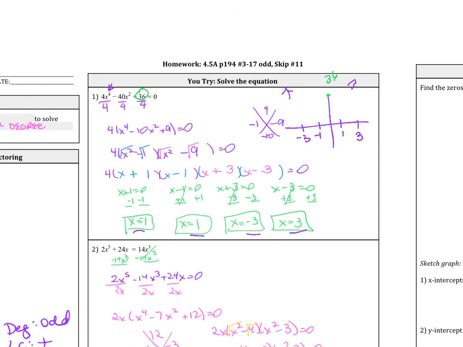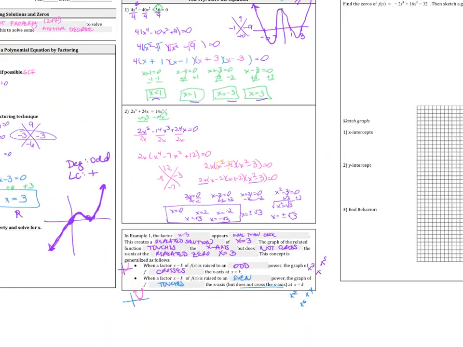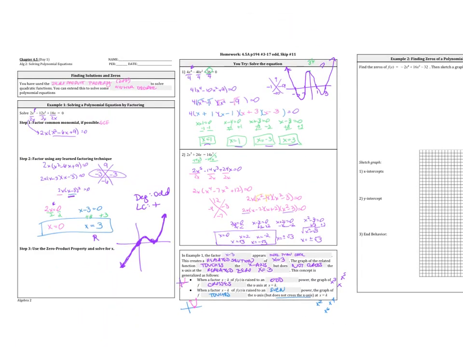So here's a better picture of the graph. We know it crosses at 3, crosses at 1. It crosses the y-axis at 36. Negative 1 crosses through, and negative 3 crosses through, and it goes up. So we have a better picture of what this graph looks like. So that's what we're going to apply in the next examples.